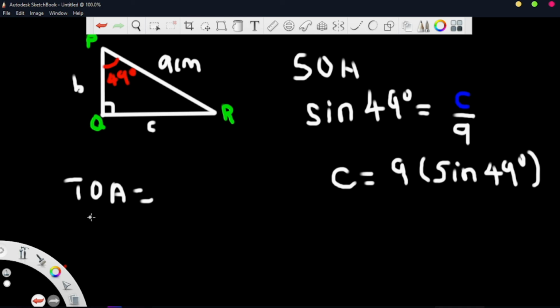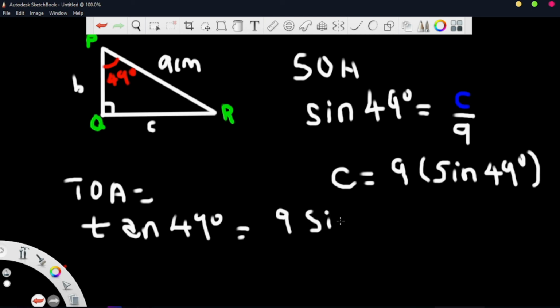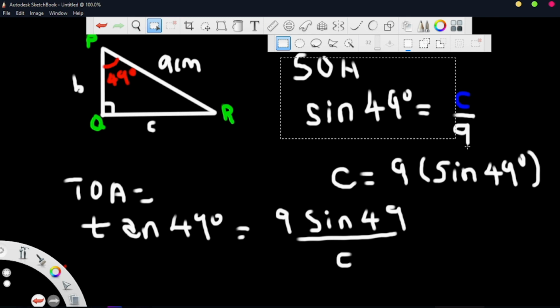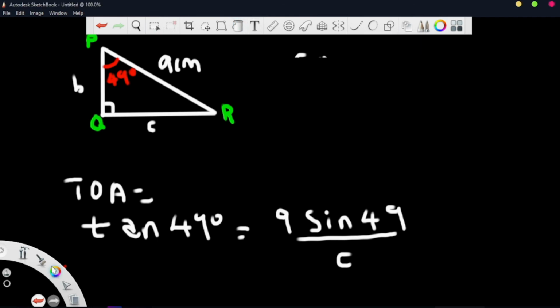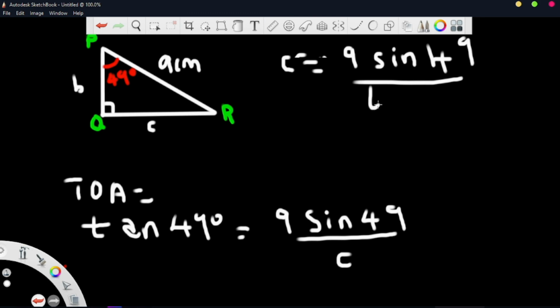So I can say my tan of 49 is equal to my opposite, which is 9 sine of 49, over my adjacent side, which is C. So therefore, my C would be 9 sine 49 divided by my tan of 49.